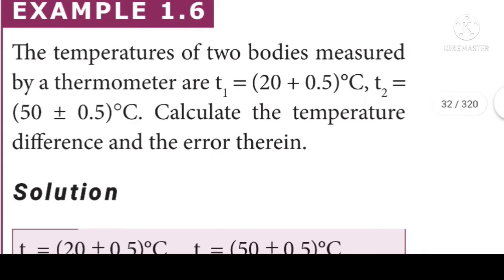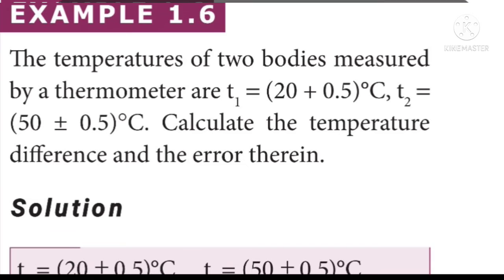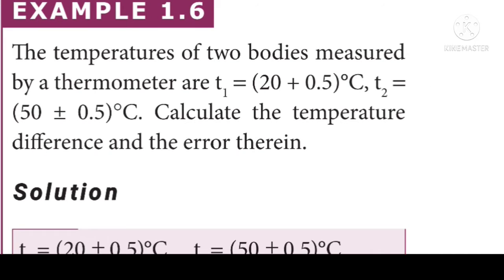Look at this problem. Example 1.6. The temperatures of two bodies measured by the thermometer are T1 is equal to 20 plus or minus 0.5 degrees Celsius, T2 is equal to 50 plus or minus 0.5 degrees Celsius. Calculate the temperature difference and the error therein.